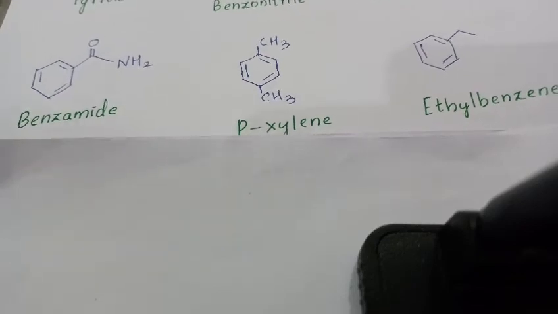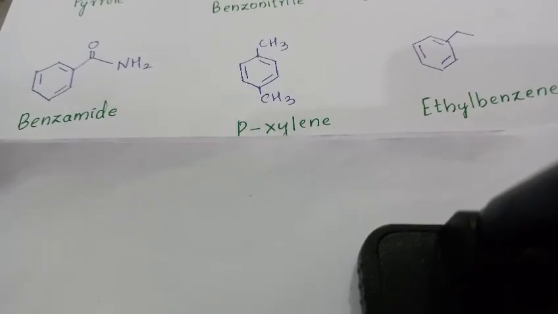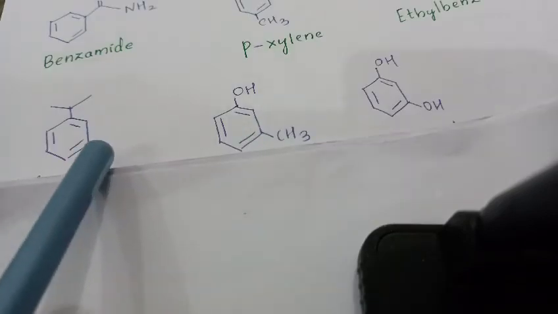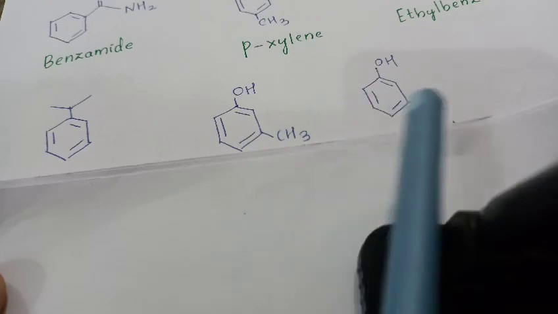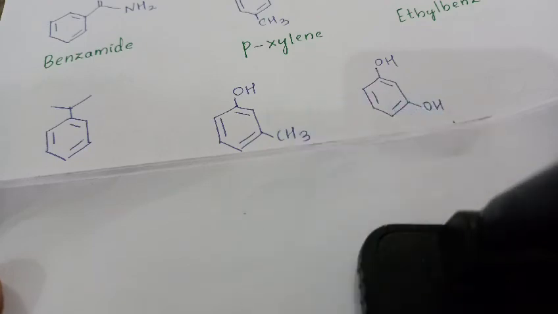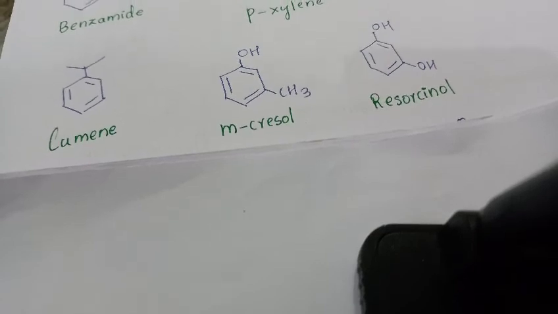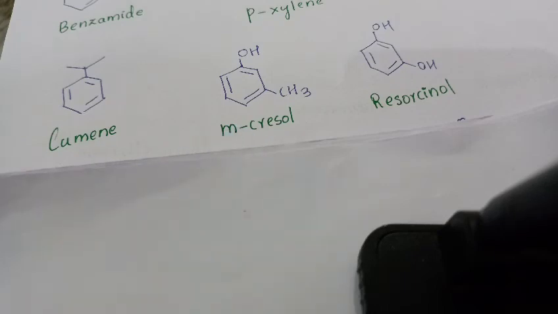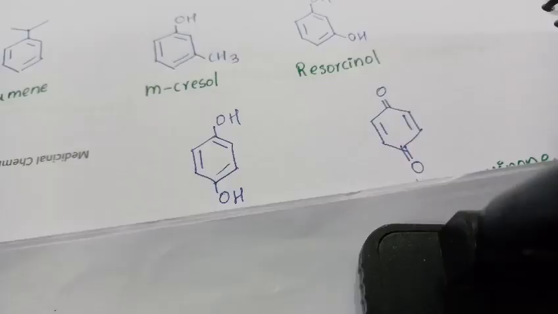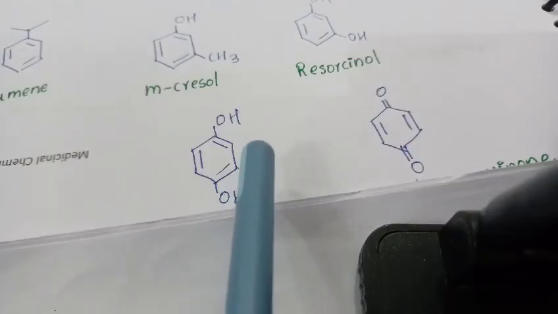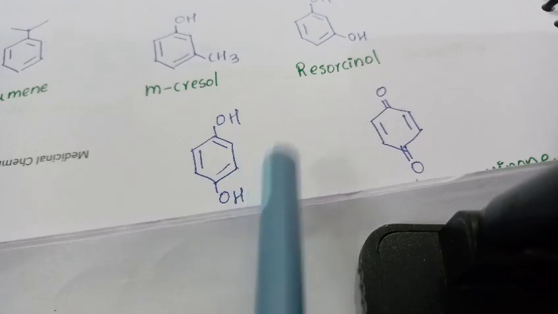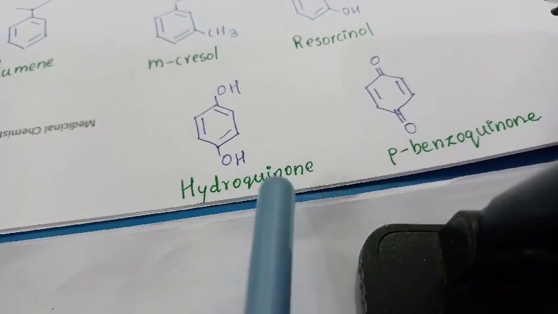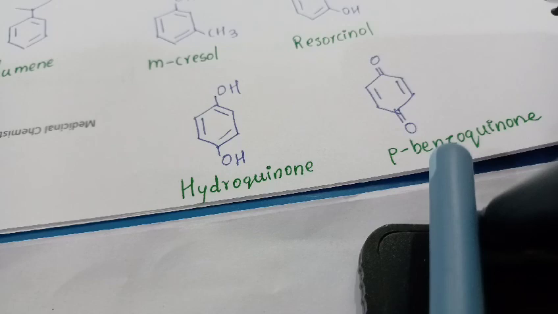Now let's see the next structures. Here we have 3 more structures. The first one, you might not be familiar with it, but it is known as cumene. It's commonly called cumene. Next one, OH and CH3, is m-cresol, and the third one is resorcinol. And now in the para position, we have OH in the first and fourth one. We have OH and double bond O. So the first one is called hydroquinone, and the next one is called p-benzoquinone.